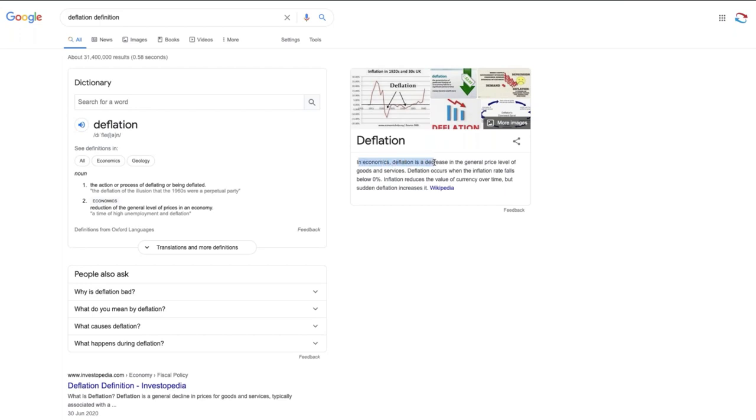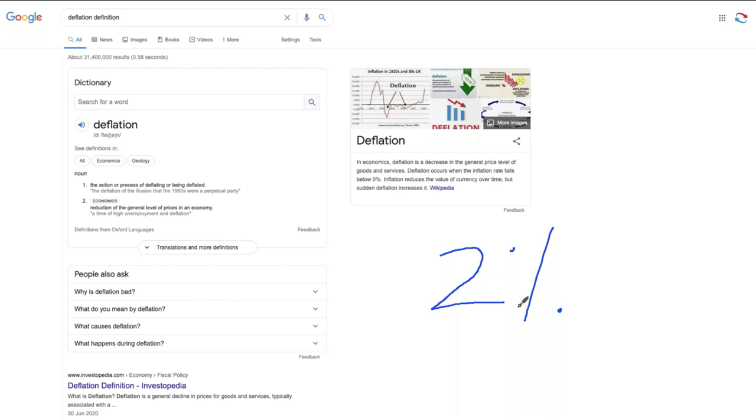So in economics, deflation is the decrease in the general price level of goods and services. So deflation occurs when the inflation falls below zero. So inflation reduces the value of a currency over time, but sudden deflation increases it. So think of inflation as a sort of devaluation in a sense, right? So the sweet spot for central banks is 2% over the year. They have this in their economic models in, I guess, the Western world.